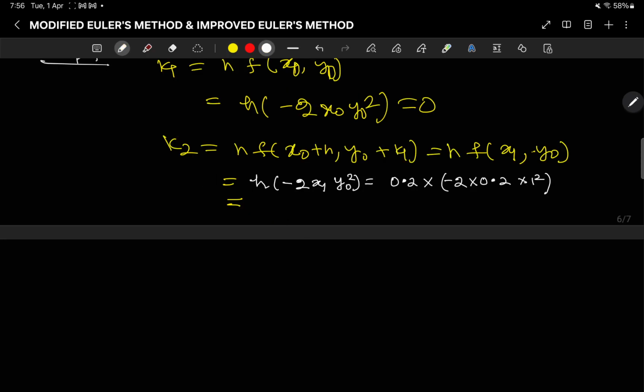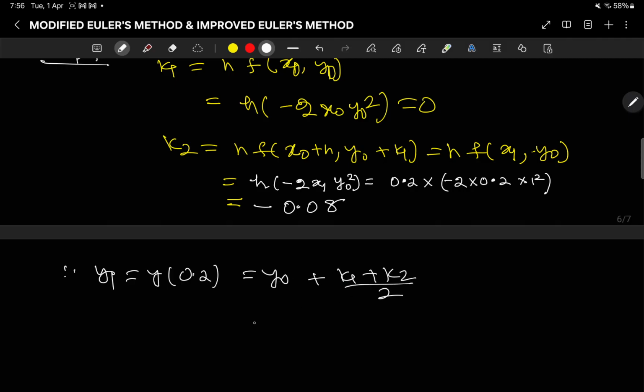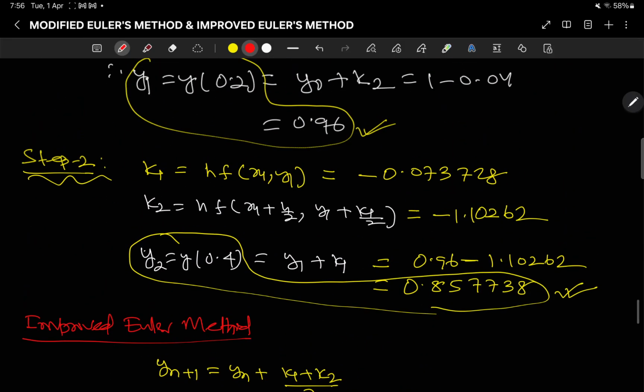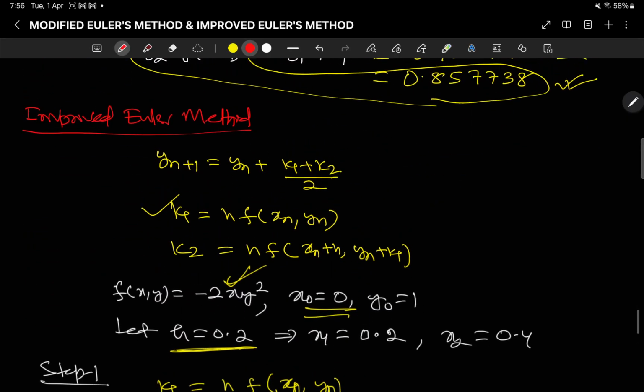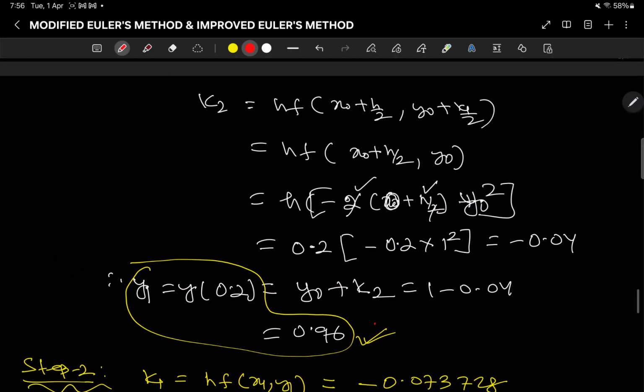so here k2 is this. If you simplify it, it is minus 0.08. Therefore y of 0.2 is y0 plus k1 plus k2 by 2. y0 is 1 plus k1 is 0, and it is minus 0.08 by 2, and if you simplify it, it will be 0.96. It coincides with this previous one.